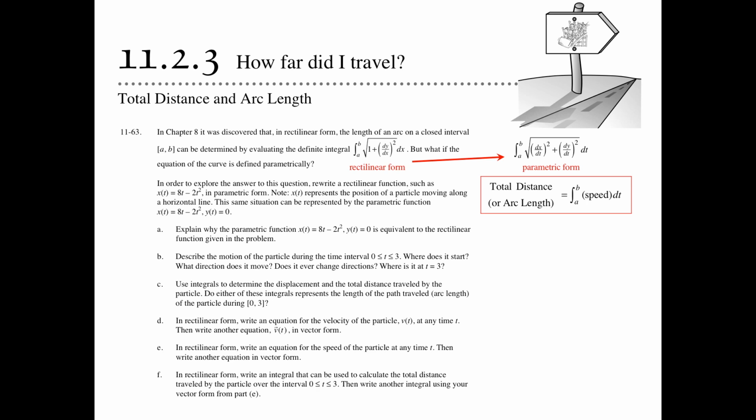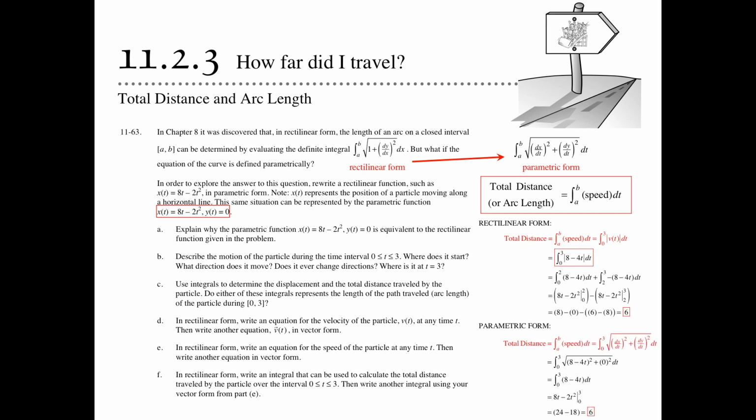In this problem, teams will have the opportunity to compare how rectilinearly integrating speed is the same thing as integrating the absolute value of velocity, but parametrically it looks different. In this case, the integrand, which represents speed, is represented by applying the distance formula to the velocity components. Be sure to discuss this distinction with teams as you circulate.